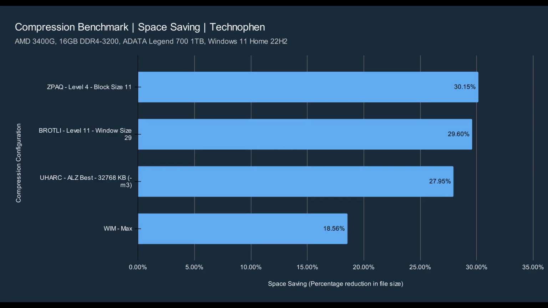That was so much data. Now, how does Brotli perform compared to the other three we had benchmarked before? ZPAQ, UHARC, and Vim. Let's check it out. In space saving, Brotli sits between ZPAQ and UHARC, with level 11 at window size 29. It delivered a 29.60% space saving, 0.55% lower than ZPAQ.